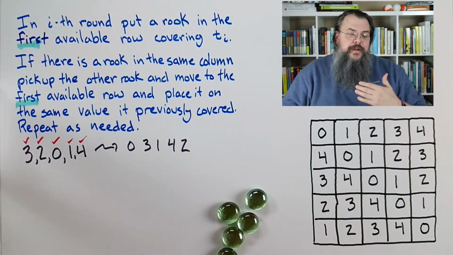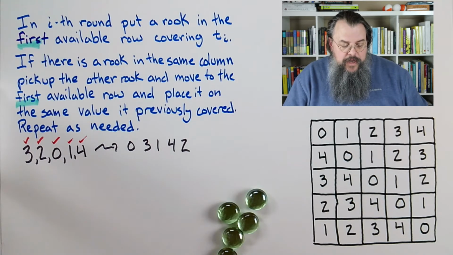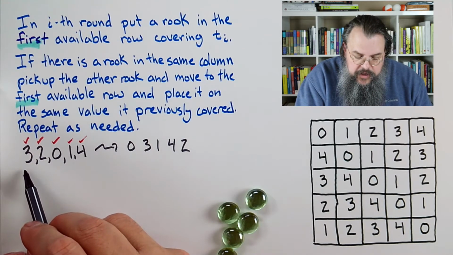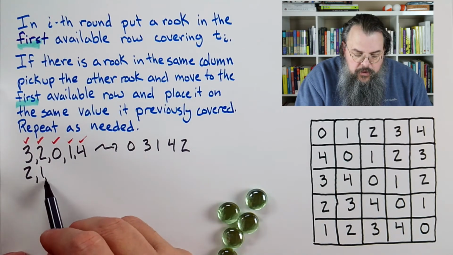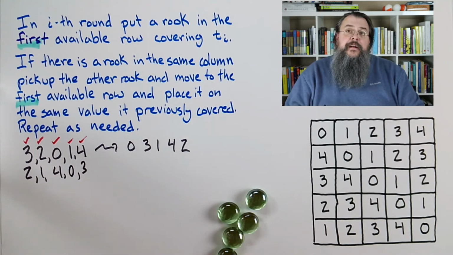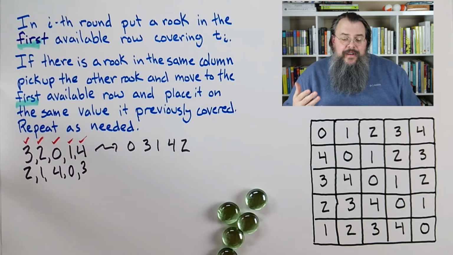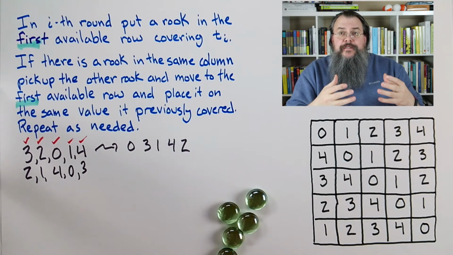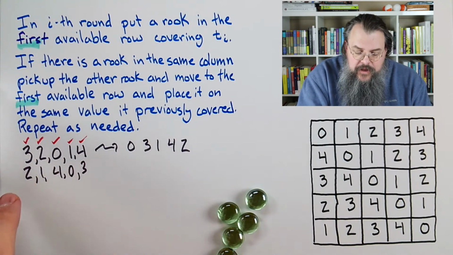All right, great. Well, more examples, right? The more we do, the more natural it becomes, and the better we'll be able to do. All right, well, let's try something slightly different. 2, 1, 4, 0, 3. Now, you'll notice a couple of things. It's the same set of numbers as we just did. 3, 2, 0, 1, 4, 2, 1, 4, 0, 3.